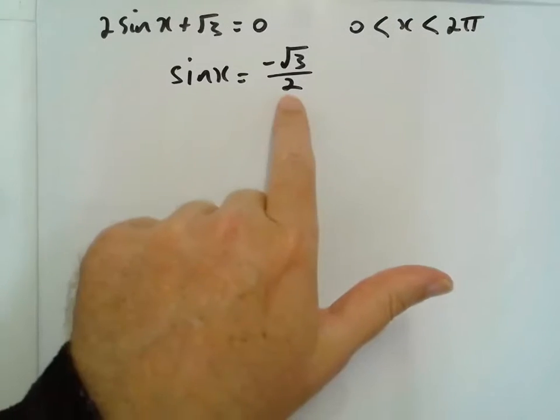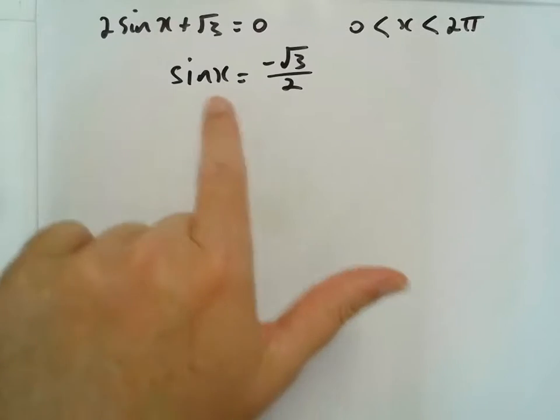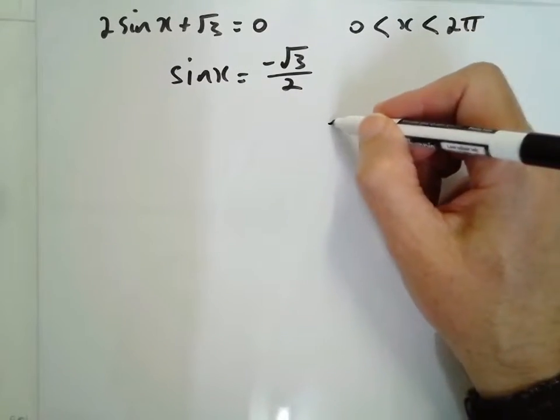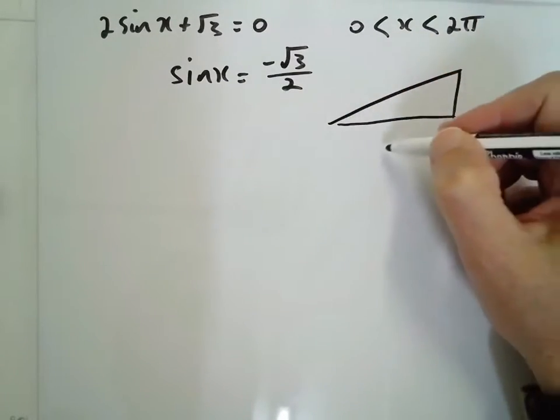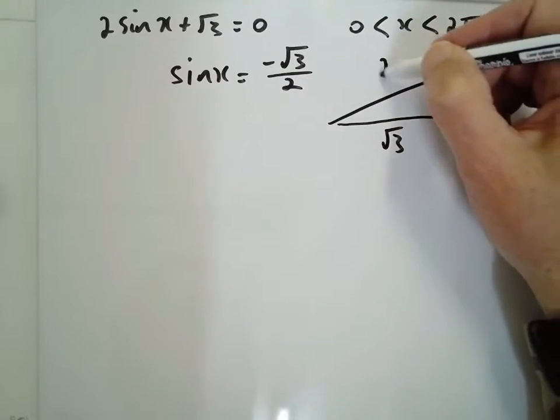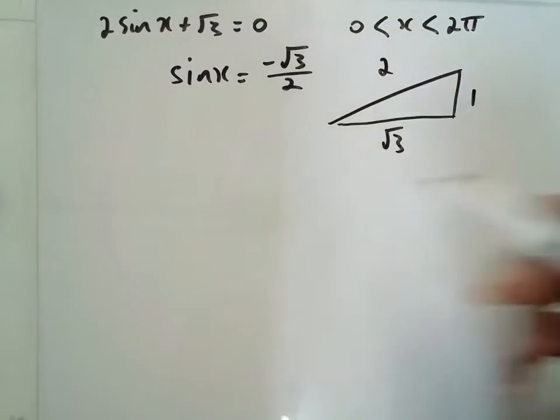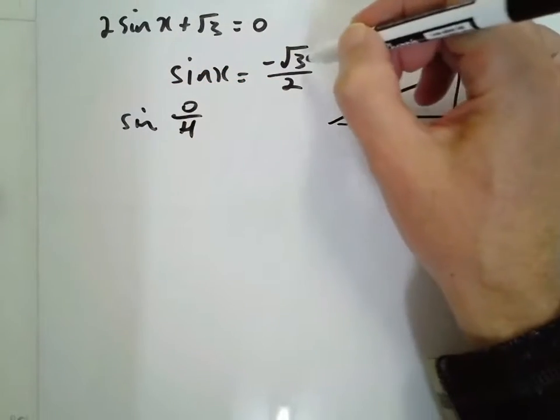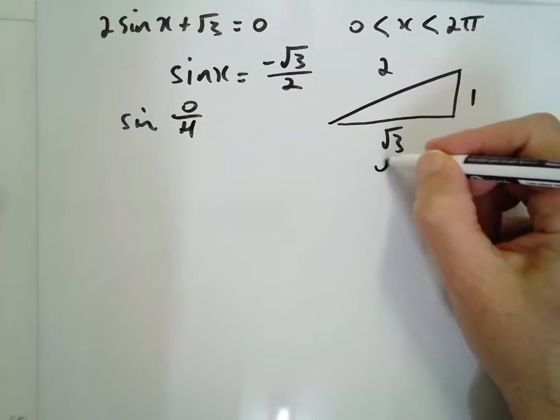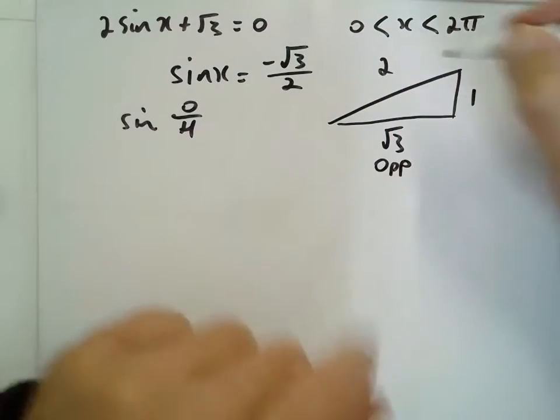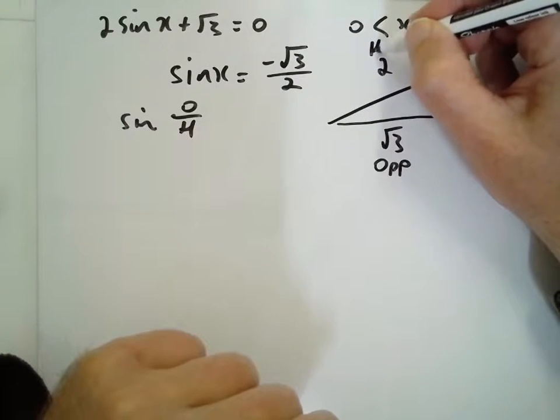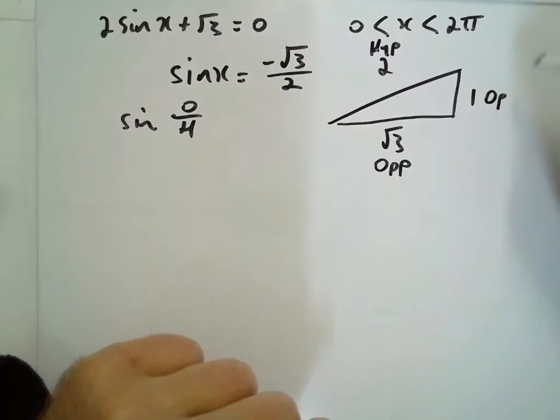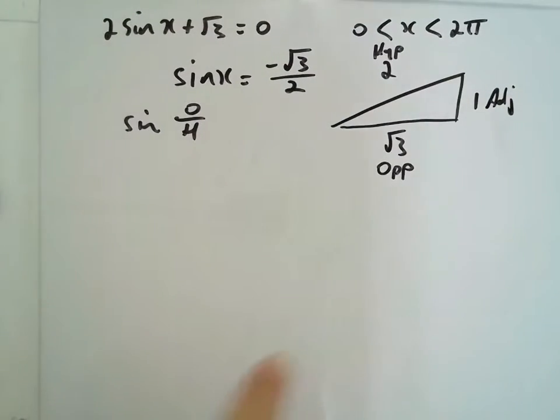So, because of these exact values here, we need our exact value triangle. So let's get straight to it. Root 3, 1, 2. Now, sine is O over H. So see this root 3? That must be our opposite. 2 must be our hypotenuse. And that must be our adjacent. Technically, you don't really need to write that in because sine is just O over H.